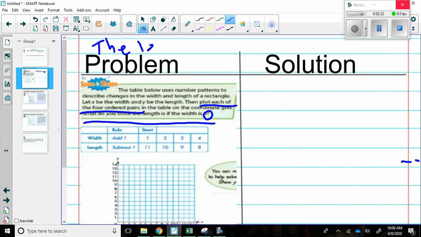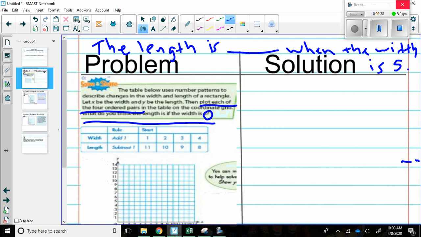The length is blank when the width is 5. So we're wanting to find the length after we solve all of this. Next, we want to box the keywords.